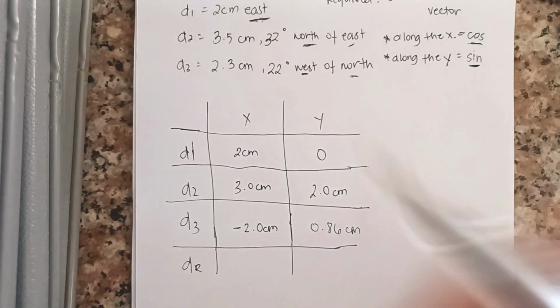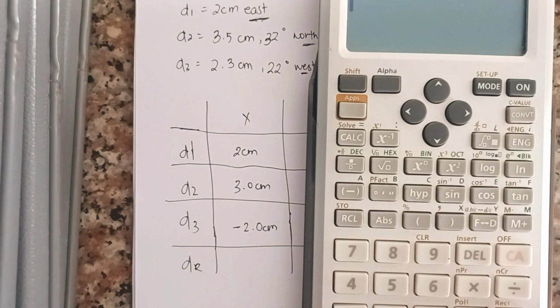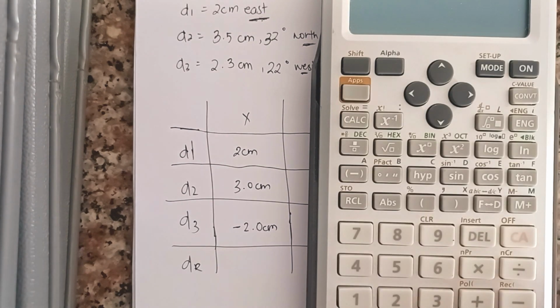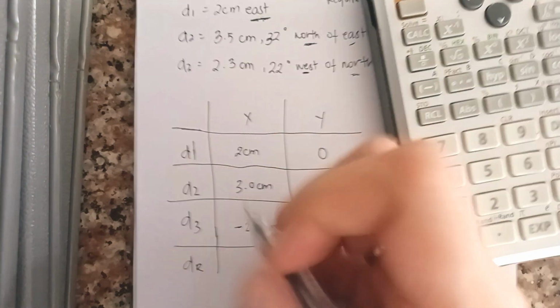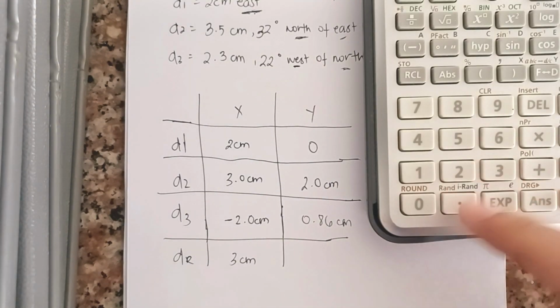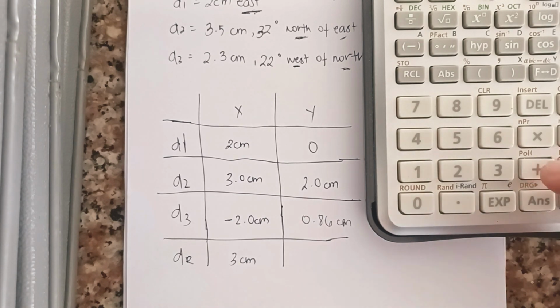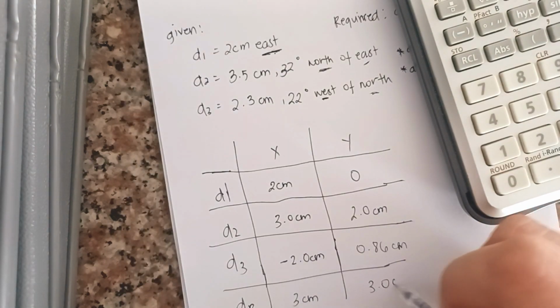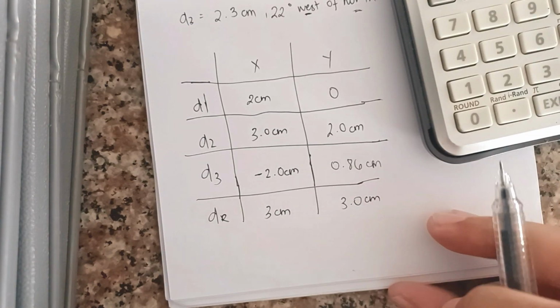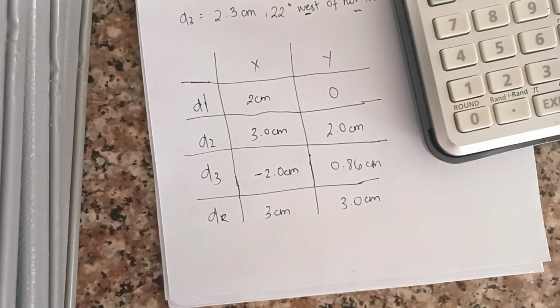So, ngayon, we will add all of it. Okay? 2 plus 3.0 plus negative 2.0, we have 3 centimeters. Okay? Add natin to. 0 plus 0.86, we have 2.86 or 3 centimeters as well. Okay? Ayan na po, meron na tayong resultant vector, pero hindi pa dyan natatapos. Okay?